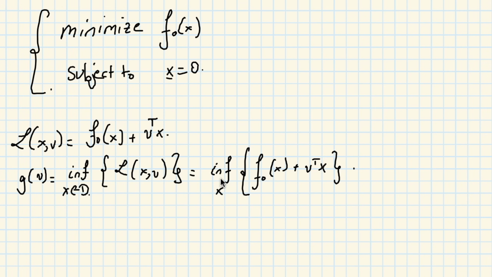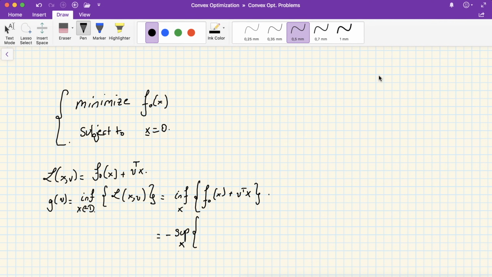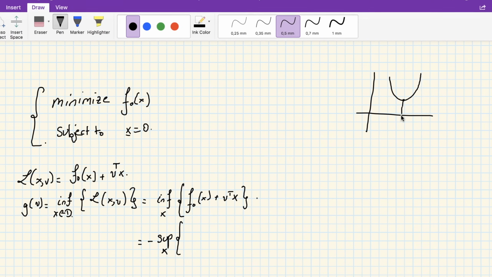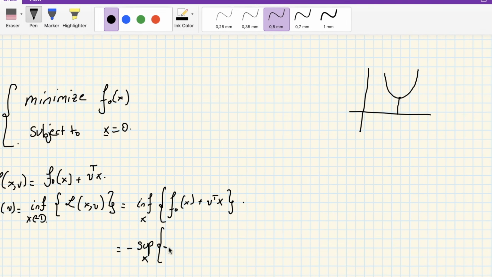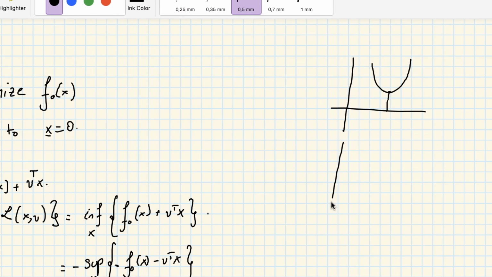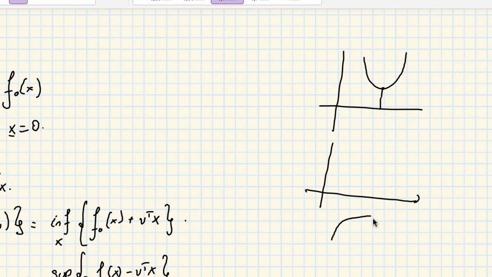Now, let's write this as a supremum for just one moment. So I'll insert a minus right here. An infimum is minus a supremum of x, and I'll insert a minus inside. So a minus of a minus with a supremum returns you to an infimum. It's as if you have this function f of x, this is the infimum over here. Well, instead, I'm going to take minus the whole thing.